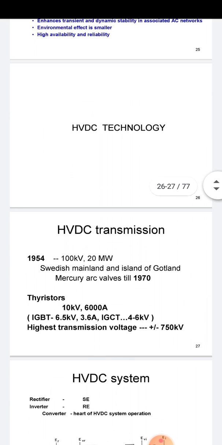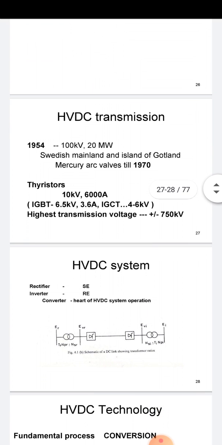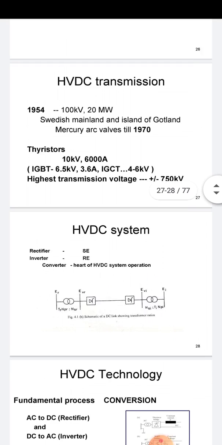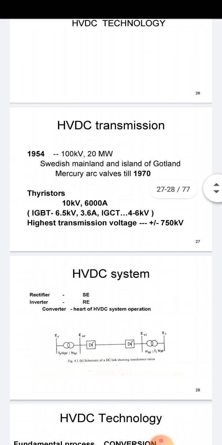Then come, let's go with the HVDC transmission system. At the very beginning of this class, I mentioned that in 1954, a 100 kV, 20 megawatt link connected the Swedish mainland and Gotland, using mercury arc valves until the 1970s. After that came thyristor valves, which we also saw at the beginning of this class.